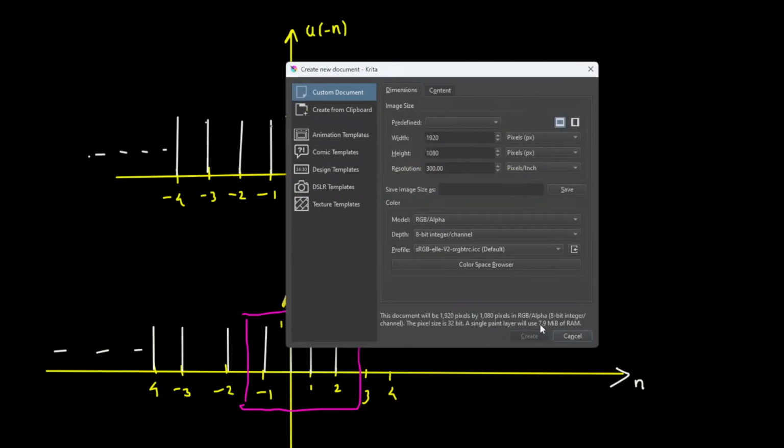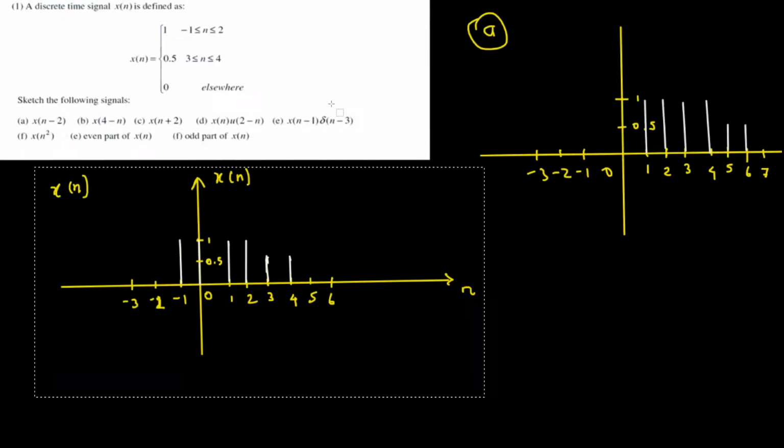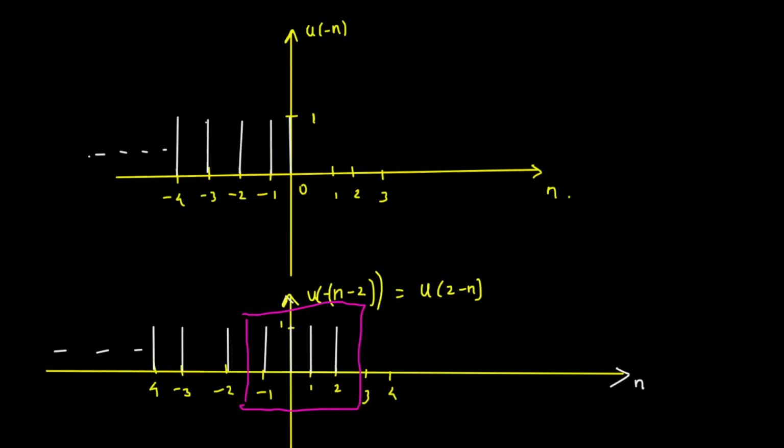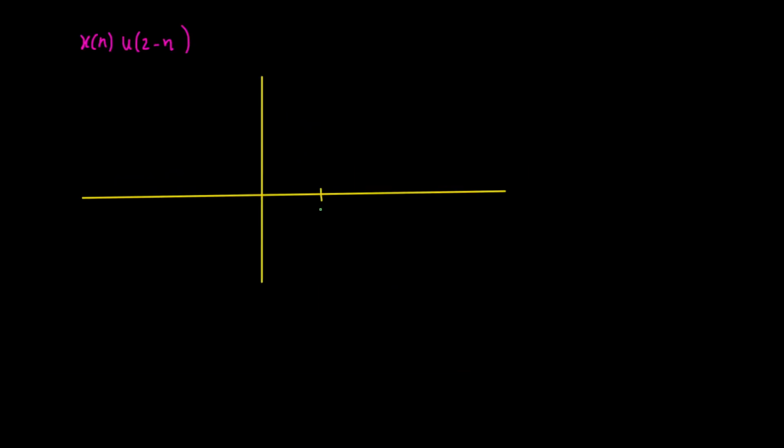So the final expression, x of n, u of 2 - n, the graph is going to look like this. We are just going to have the parts that we highlighted, like 2, 1, 0, -1. So let's say this is 2, this is 1, this is 0, and then this is -1. The height we understand is 1. We can just put some more points here.